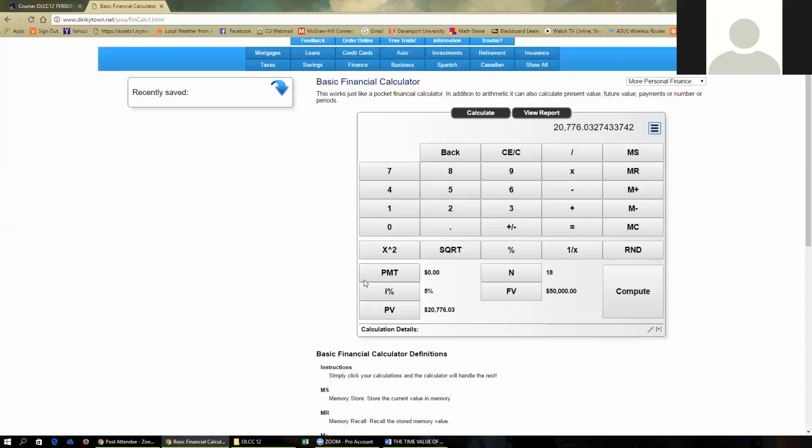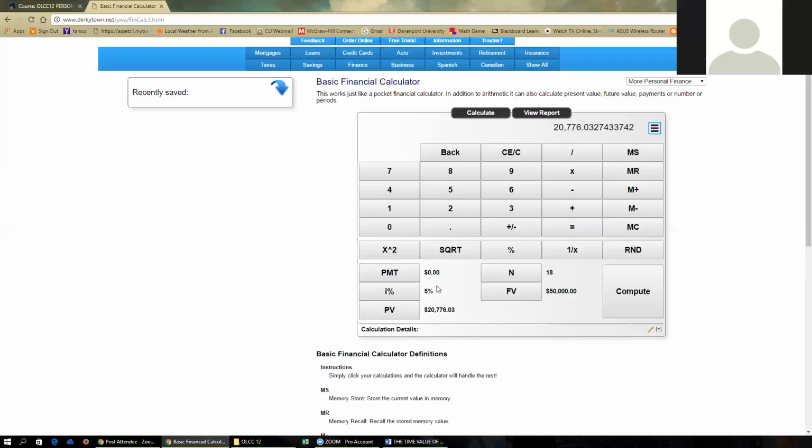That's the present value of a lump sum, where you're going to deposit a lump sum and leave it, but you're trying to figure out how much it should be. So you're working backwards from what you want in the future to what the present value is.